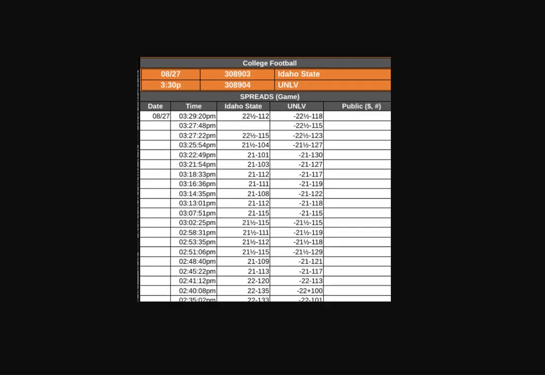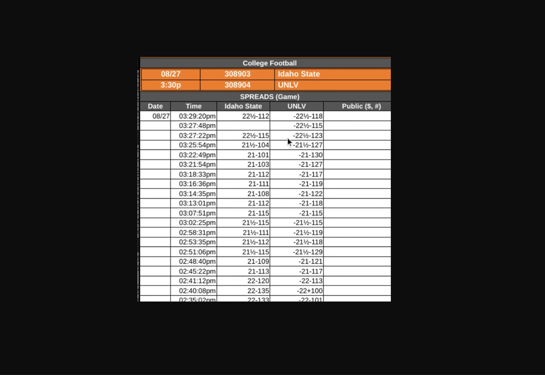Okay, let's dive over. UNLV, Iowa State, 22. Let's see, this line's at 22, down to 21, up to 21.5, back down to 21. And then look what happens. So this game's going off at 3:30, right? So if you're watching this live, you can see here at 3:25, it goes a half point to 21.5. Now look what happens at 3:27. It moves another example. It moves a full point.